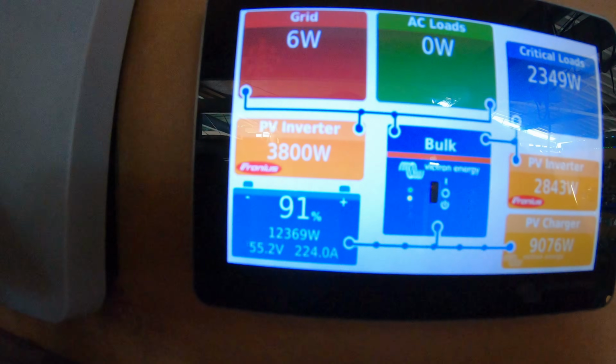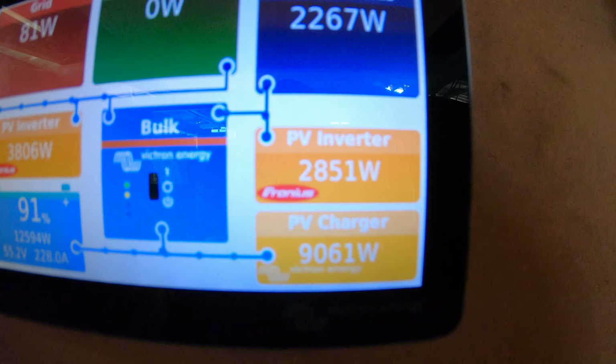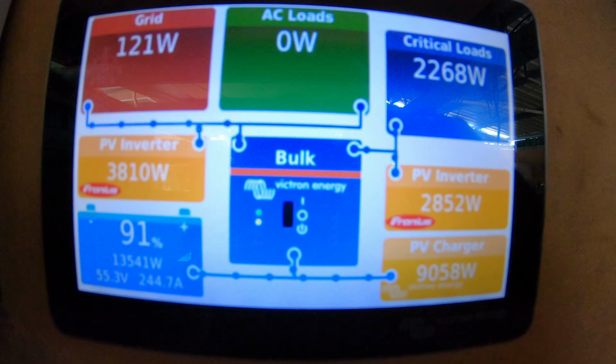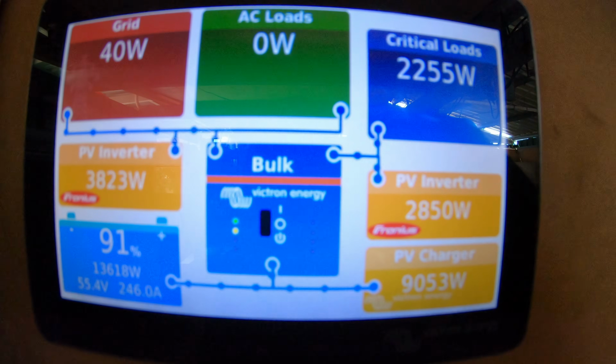So, oh look at that, it's down to 3800 watts, and now we've got 2.5 kilowatts going off grid. So that's all it was. Oh, I had a bloody heart attack when I saw that yesterday.